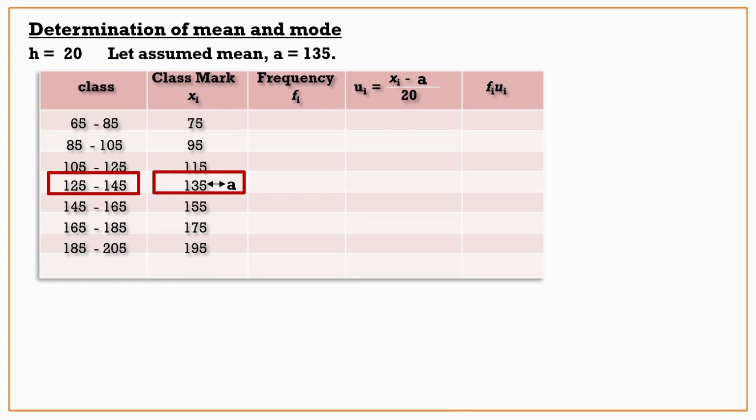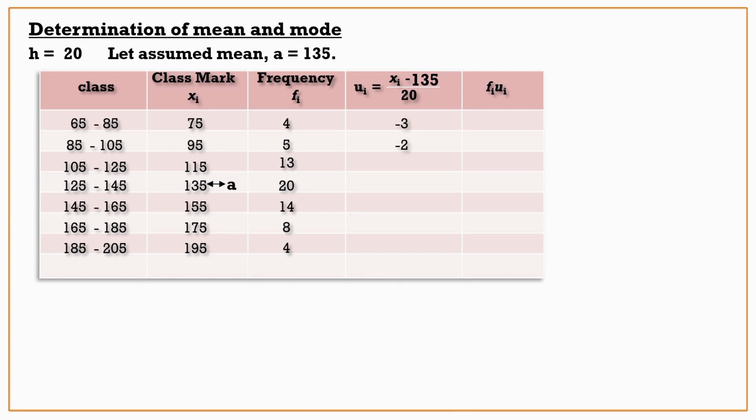Now we have to choose an assumed mean from the class mark. Normally we preferably use the middle value over here. So we have chosen 135 as the assumed mean. Now put the frequency as given in the question. Now we need to find the di.